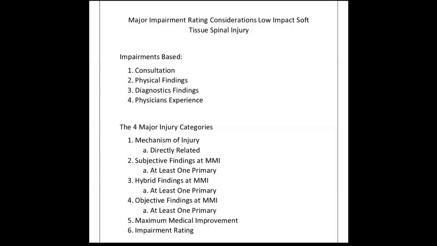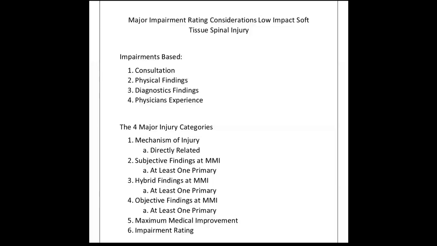All right, this is major impairment rating considerations for the low impact soft tissue spinal injury. So when you're considering giving an impairment rating, these are the factors that you want to consider. So first of all, what's the impairment rating based on? It's based on the consultation of the patient, physical findings, diagnostic findings, and the physician's experience.